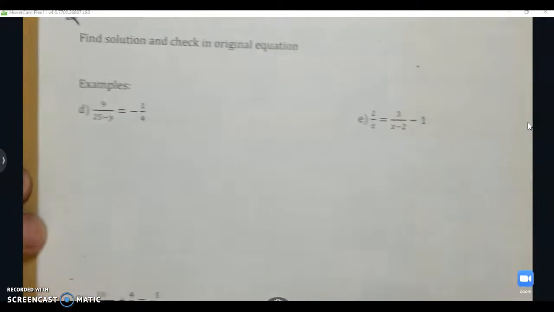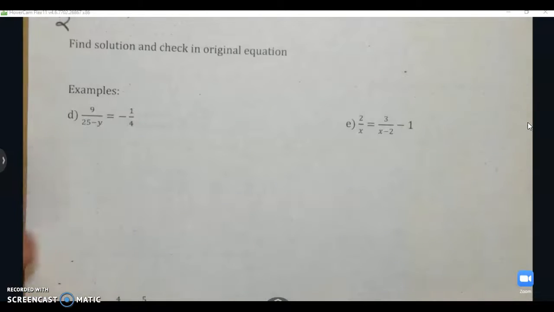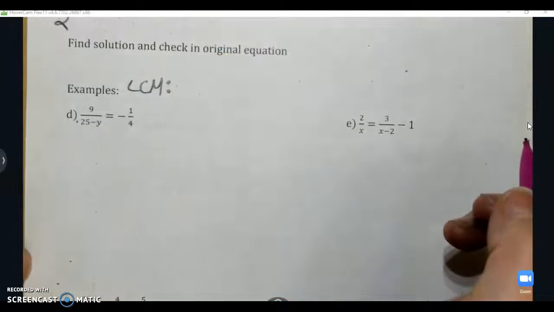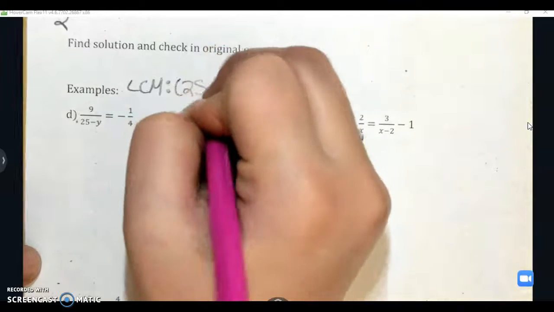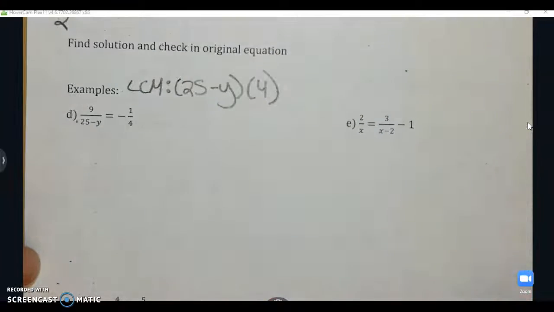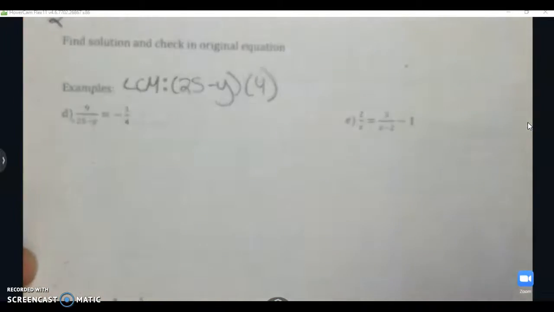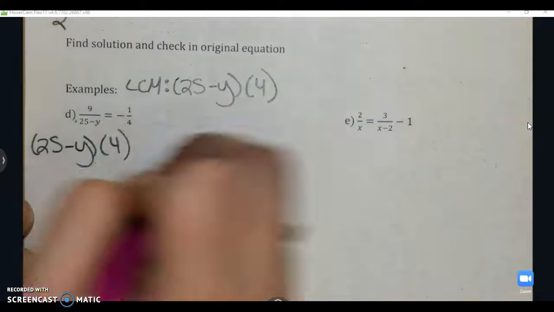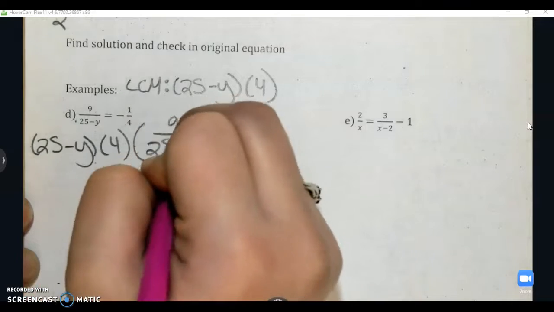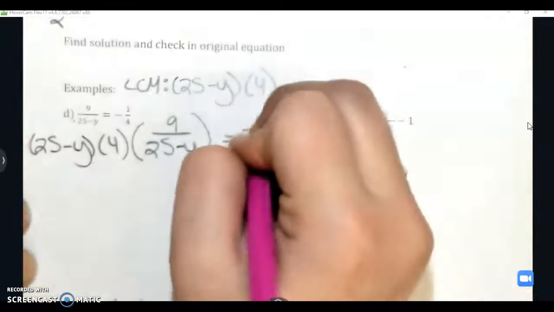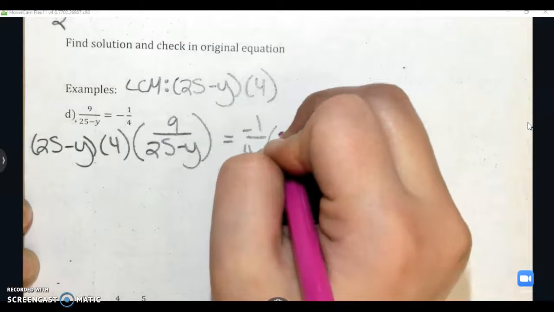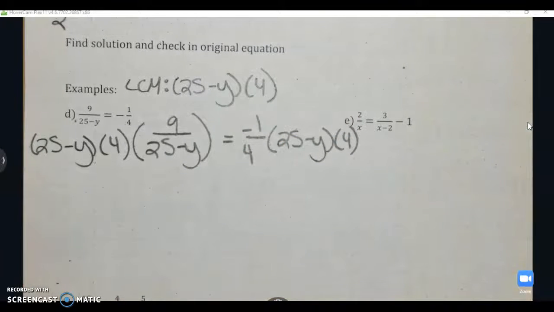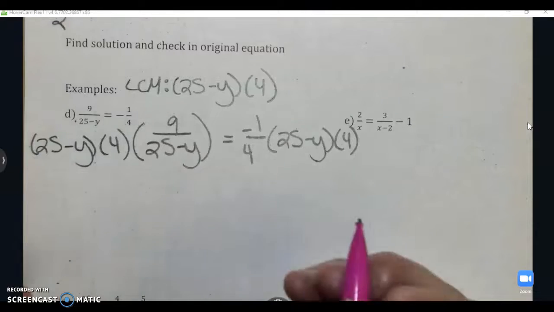All right, so on to more examples. D here, 25 minus y and 4. That least common multiple, as ugly as it's going to be, is actually going to be 25 minus y times 4. So we're going to multiply both sides by this least common multiple. So 25 minus y, 4 gets multiplied by 9 over 25 minus y, and negative 1/4 also gets multiplied by this nice, ugly least common multiple.